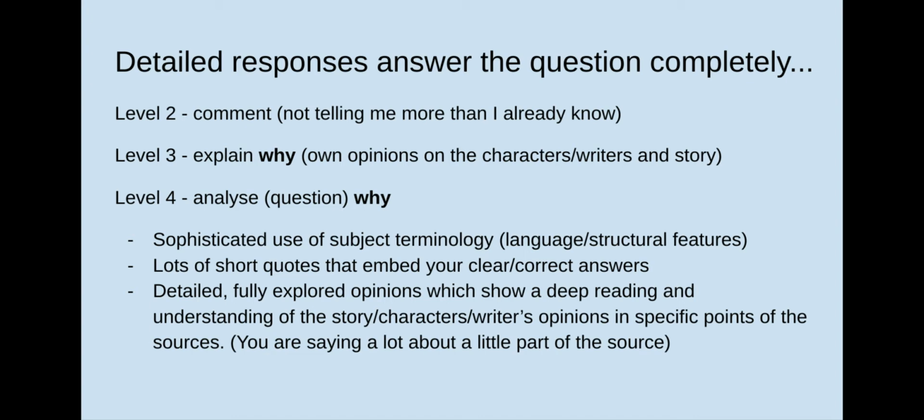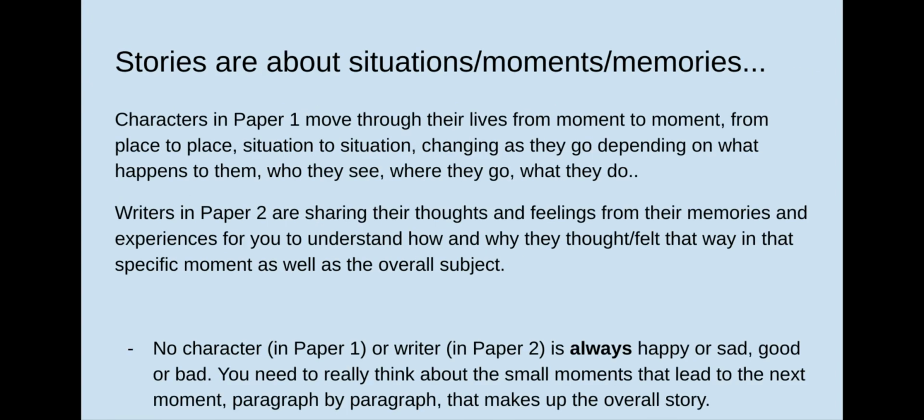Once we've achieved detailed responses, we can look at how we achieve perceptive responses. And the first thing you need to realize is that all stories, Paper 1 and Paper 2, are about specific situations, moments, memories and experiences of somebody's life. So for Paper 1, although they're characters, you should always treat them as real human beings. And how these characters move through their lives from moment to moment, place to place, and situation to situation, who they meet, why they meet them, the mood of the story as it develops, and a good discussion of and realization that characters are always different by the end of the story than they were at the beginning. So what changed and how?